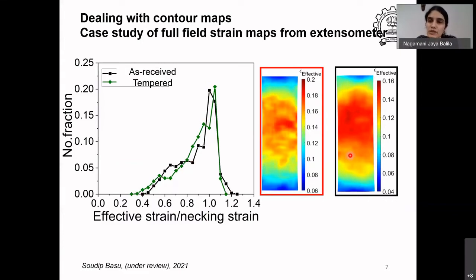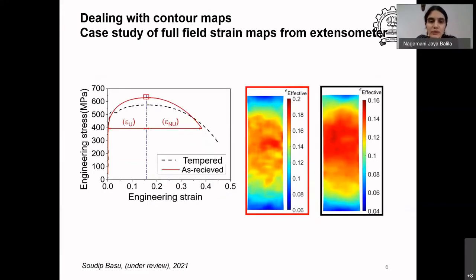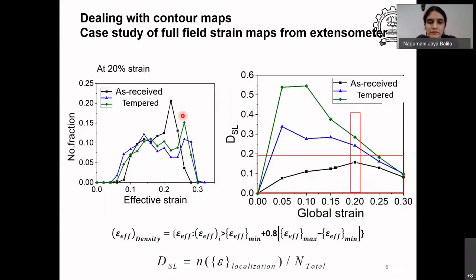One can see what happens before that point. For example, what is the strain distribution at this point versus what is at this point and so on. So these are the uses of plotting a histogram for these particular sets of data.